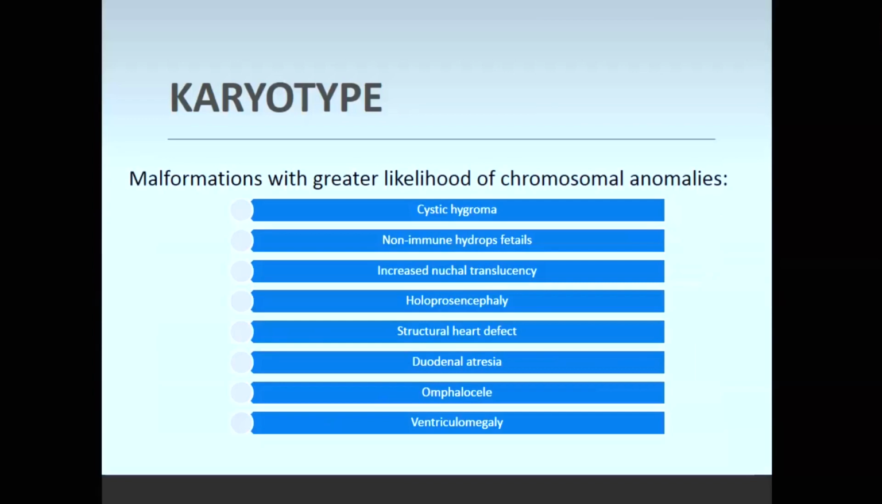The malformations which have a greater likelihood of chromosomal abnormalities include cystic hygroma, non-immune hydrops fetalis, increased NT, holoprosencephaly, structural heart defect, duodenal atresia, omphalocele, and ventriculomegaly.